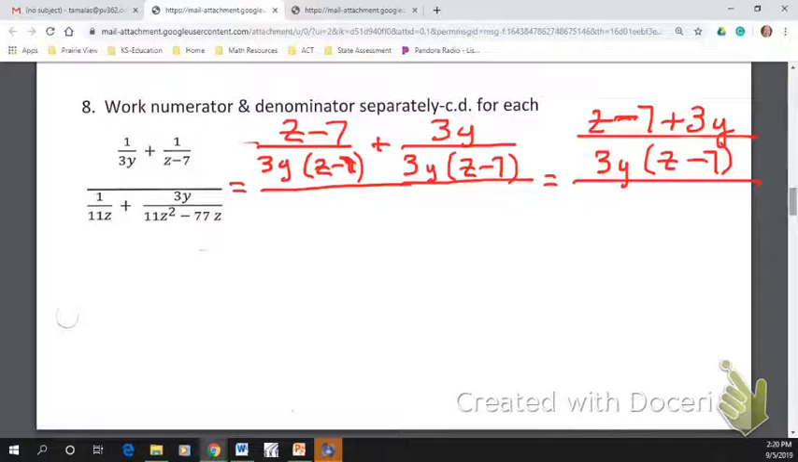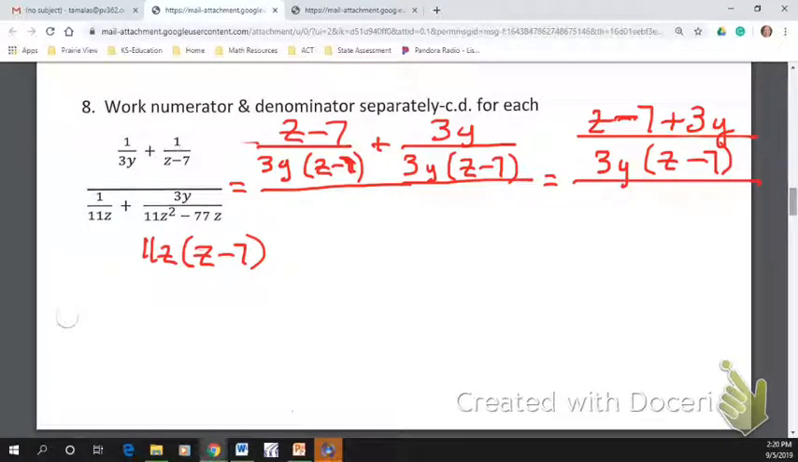Okay, now I'm ready to work on the denominator. If you look at your denominator, it looks even crazier, right? Look at this denominator right here, and let's factor out what it has in common to see if this is included within this. 11z, so this could be rewritten as 11z times what? Z minus 7? Yep. Okay, so this 11z is included in here.